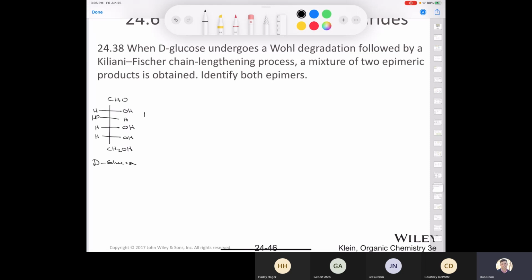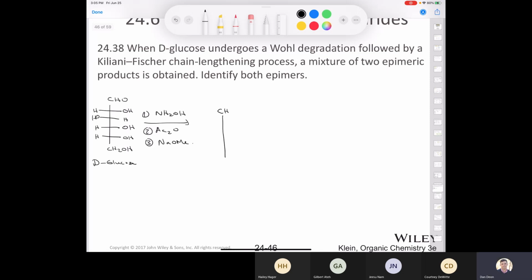So the 3 steps for the Wohl degradation were hydroxylamine in the first step, followed by acetic anhydride in the second step, where you lose water. Then in the third step, you treat it with an alkoxide base like sodium methoxide. So we end up losing a carbon. We lose this carbon completely, and then this one's going to be the new carbonyl. So we would end up with this compound.